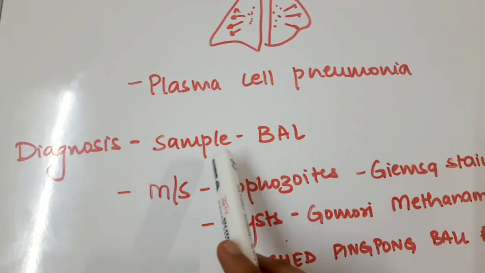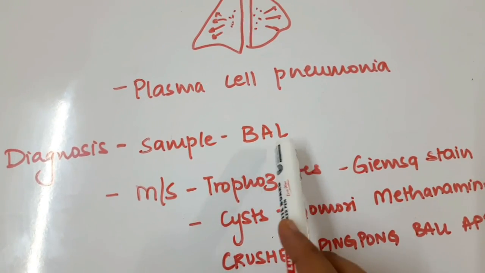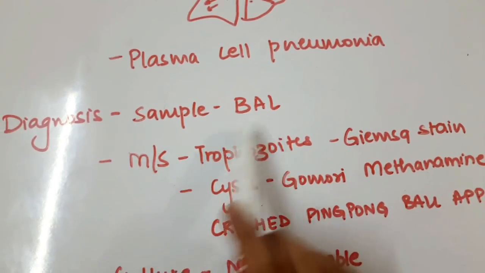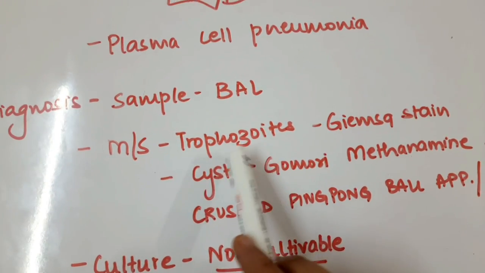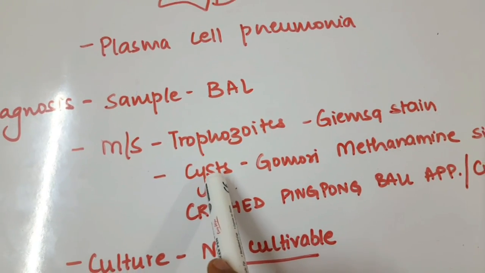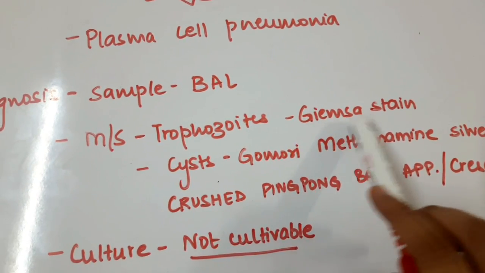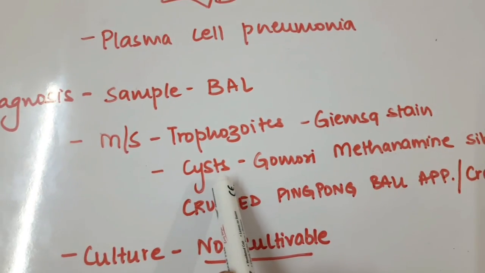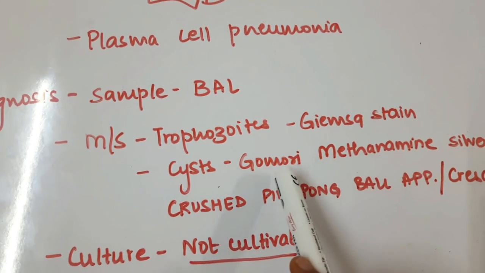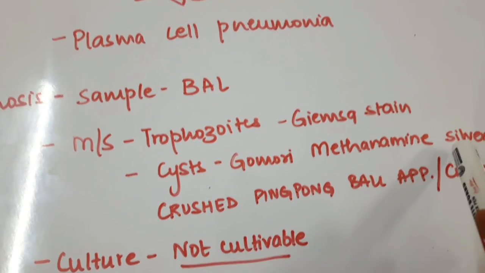For the diagnosis, the sample that we take is a bronchoalveolar lavage. Now when we do the microscopy of this sample, we can see both trophozoite form and cyst form. Trophozoite form is seen when the specimen is stained with the Giemsa stain, and the cyst form is seen when the specimen is stained with a Gomori methenamine silver stain.